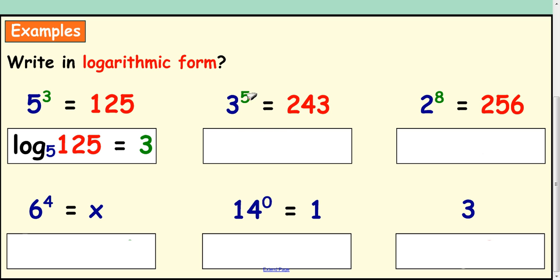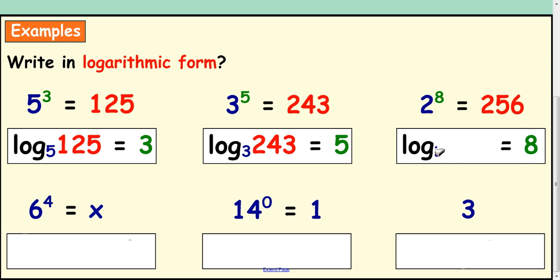So the same idea with this one. 5 is the power, so 5 is the answer to this. The base is 3 here, so that's a small number next to log, and then the 243. So basically what we're saying here is 3 to the power of 5 is equal to 243. Over here the power is 8, that's your answer. 2 is your base, so it's going to be log and a 2, and then your 256. So log of 256 to the base 2 is equal to 8.